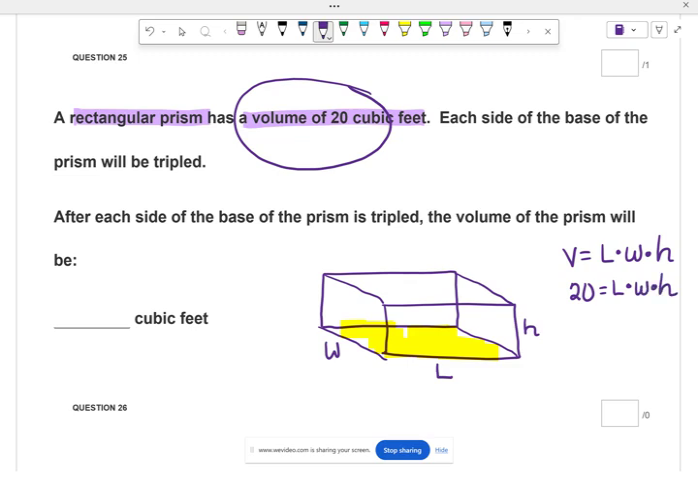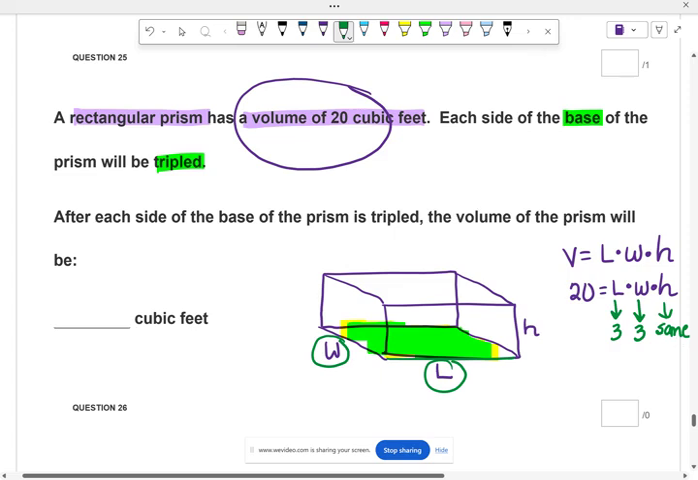All right, each side of the base will be tripled. Only the base down here. Each side of the base will be tripled, times 3. What are those dimensions? That would be the width. The width is going to get multiplied by 3. The other dimension down here at the bottom would be the length. The length would be multiplied by 3. The height's not affected because it's not part of the base. It stays the same.